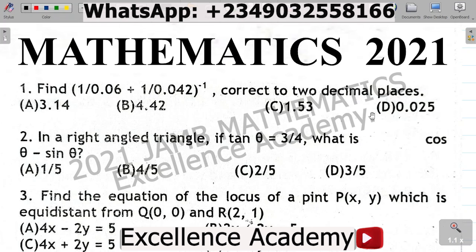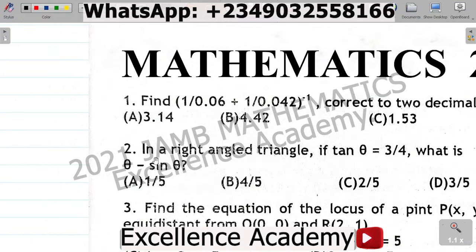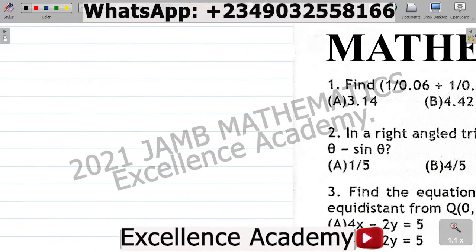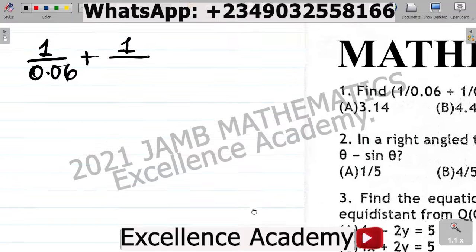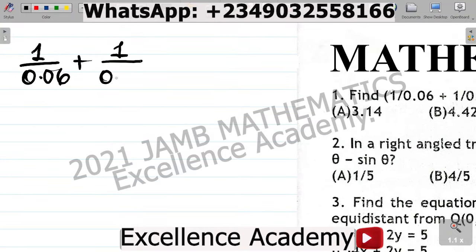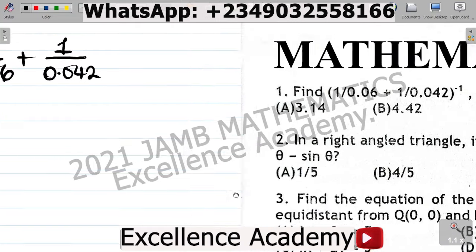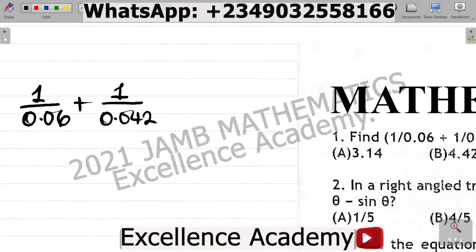Option C, 1.53. Option D, 0.025. All right, so how do we solve this question? Now let's see what we have here. Here we have 1 all over 0.06, plus 1 all over 0.042, and this whole thing raised to the power minus 1. So how do we solve this question?